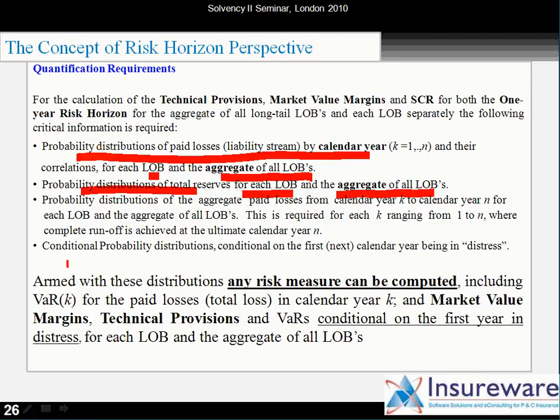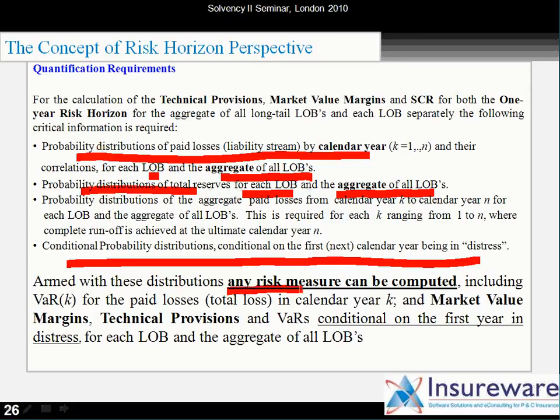We need conditional probability distributions, conditional on the first calendar year being in distress, being at the 99.5 percentile. Now, armed with all these distributions, using explicit assumptions based on the volatility in the data in the past, we can actually calculate any risk measure we want, not just the S2 regulatory risk measures.